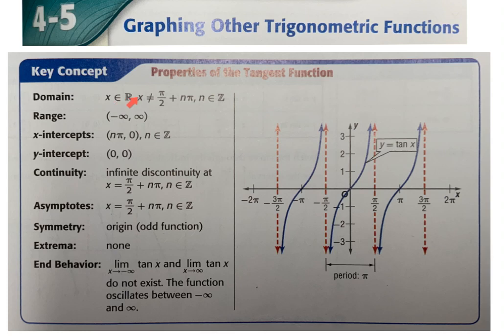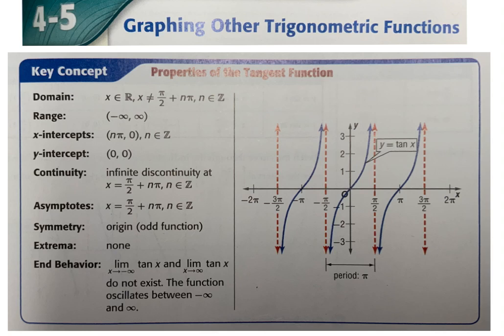X is an element of the real numbers. X cannot equal pi over 2 plus n pi. That means any multiple of pi over 2, right? It cannot be pi over 2 or any half circle of pi over 2. So pi over 2 or any half circle of pi over 2.